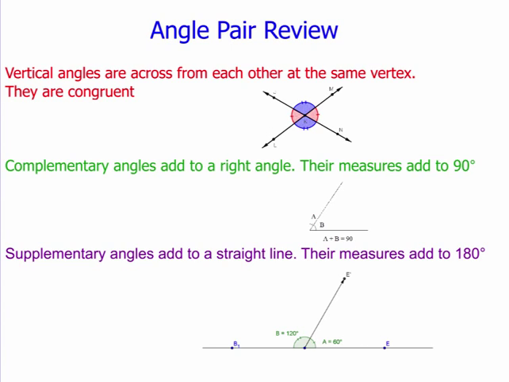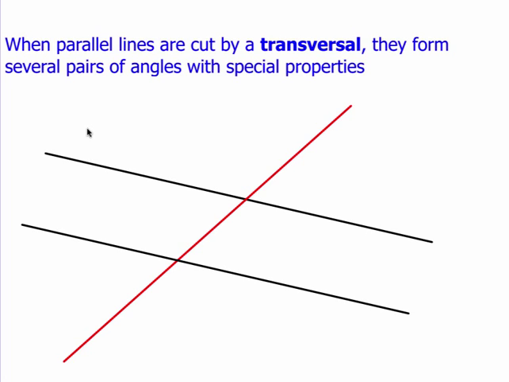Just a quick review. So when parallel lines are cut by a transversal, this red line here is a transversal. It's just a line that crosses two parallel lines. When lines are cut by a transversal, they form several pairs of angles that have special properties. And we're going to be talking about 4 of these angle pairs.